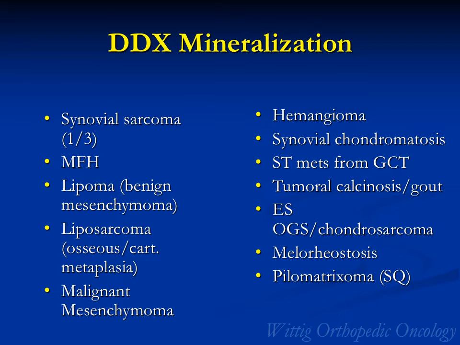Melorheostosis is where you have what appears to be thickened candle wax drippings along the cortex or thickened undulated areas of the cortex, but these patients can also have adjacent soft tissue masses next to their joints. And a pilomatrixoma, which often occurs subcutaneously.